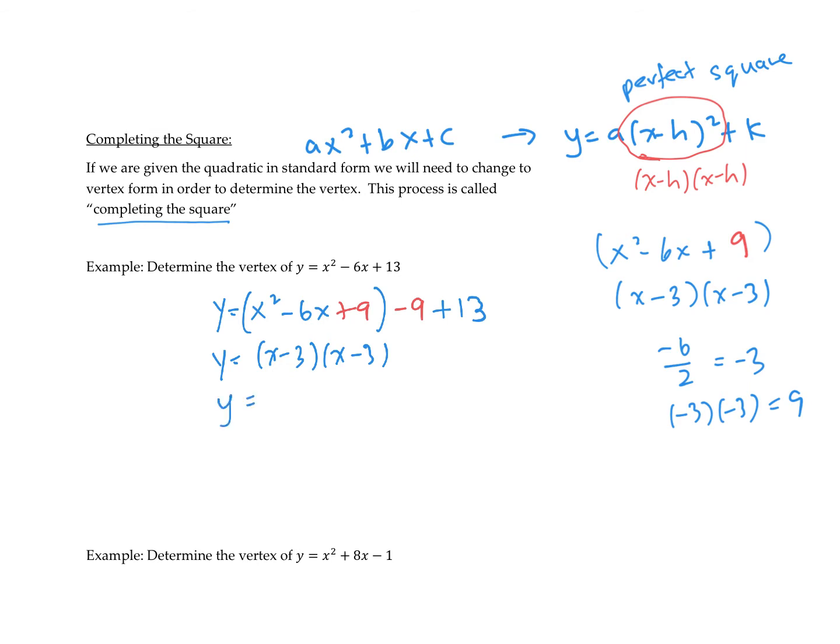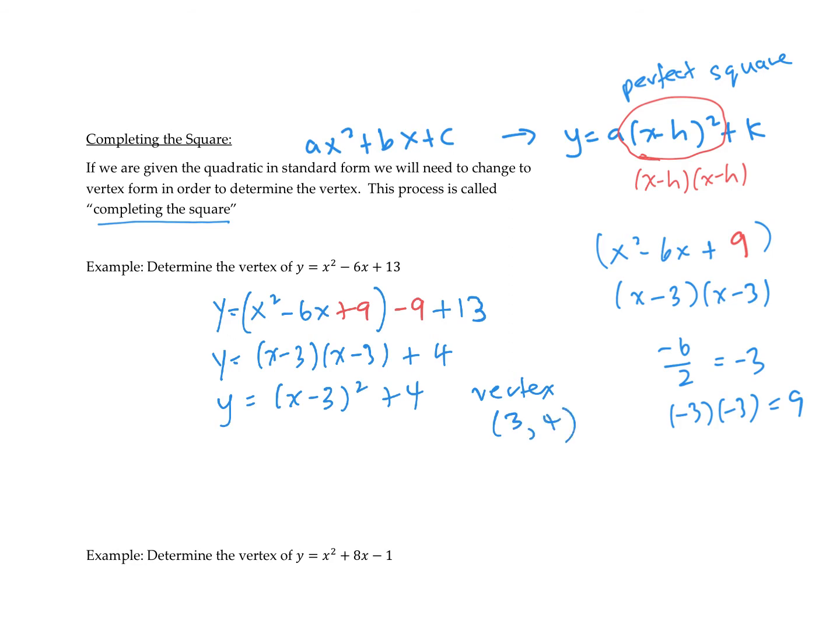Now I can write it as (x minus 3) all squared, and then negative 9 plus 13 is 4. So now it's in vertex form. The vertex is (3, 4).